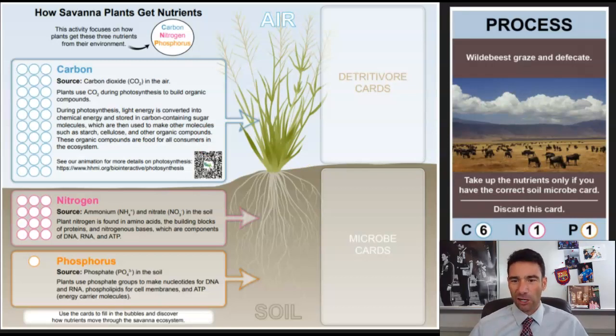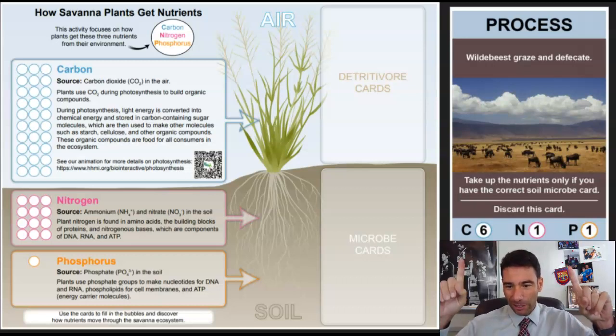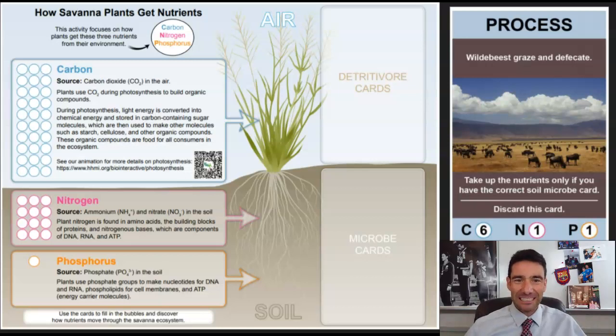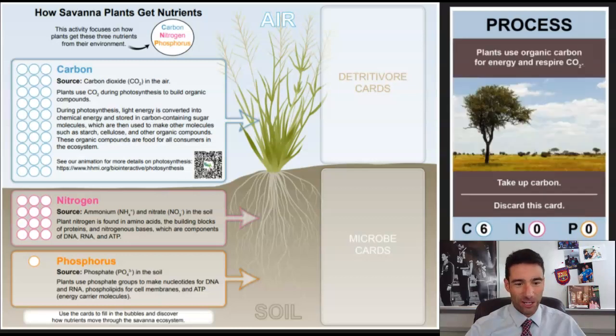Oh, I drew a process card. What does this say? It says that a wildebeest has grazed and defecated. Defecated means poop. Okay, so I'm going to take up the nutrients only if I have the correct soil microbe card, but I don't have a soil microbe card yet. Oh, that sucks. All that carbon, nitrogen, and phosphate, you can see right here on the card above me, I don't get any of that to put on the circles on my card. Wasted opportunity. All right, let's discard that and draw another.